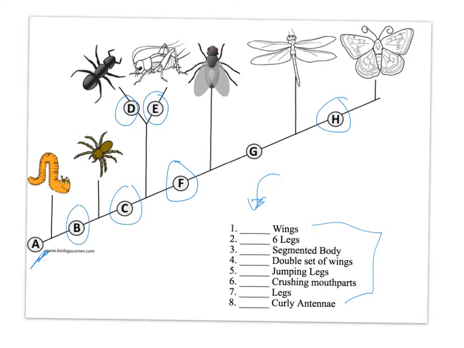And the curly antenna is actually letter H, sorry. So the double set of wings is letter G. So that was my mistake.